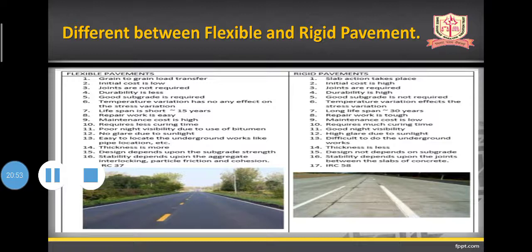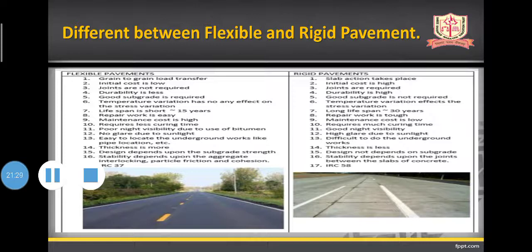Why is the maintenance cost high in the flexible pavement? Because the material which we are using obviously has a shorter lifespan, and because of that we need to maintain it routinely. We have to maintain it, we have to inspect it, therefore the maintenance cost is high. Whereas if you see a cement concrete road, since we are using a very good quality of material and the life of that material is also good, therefore the maintenance cost will be low.